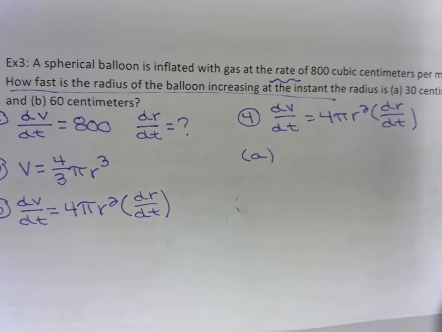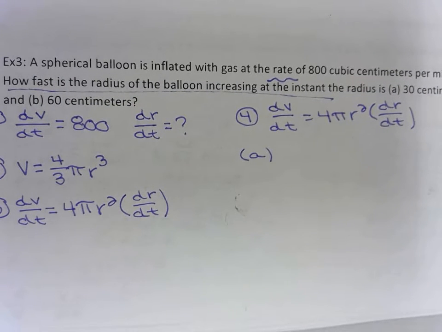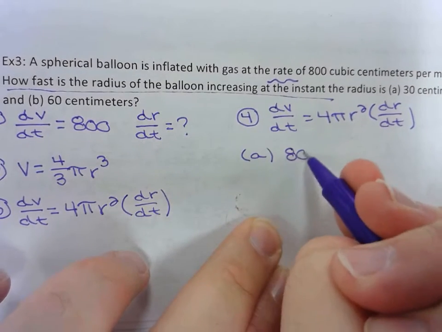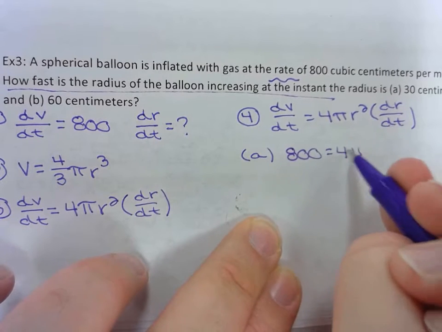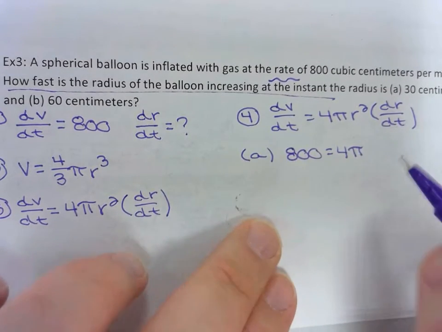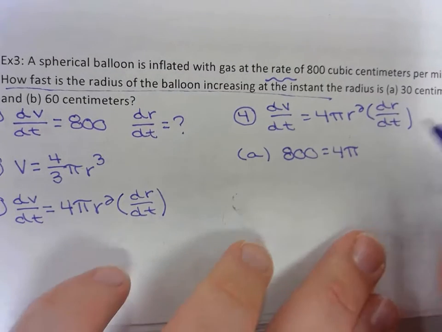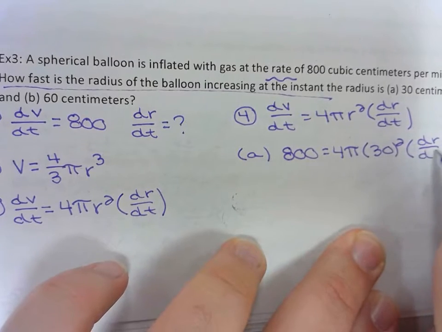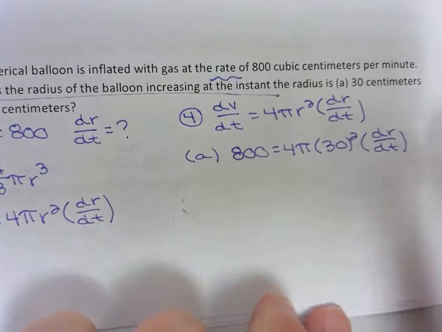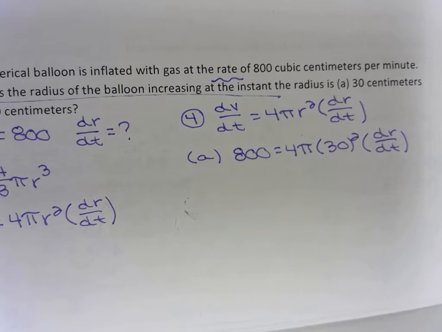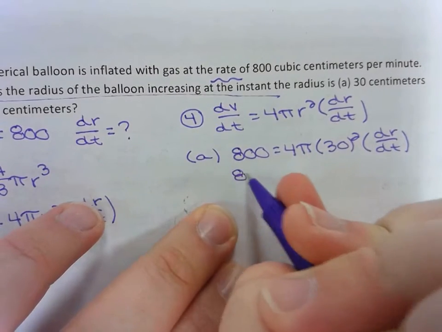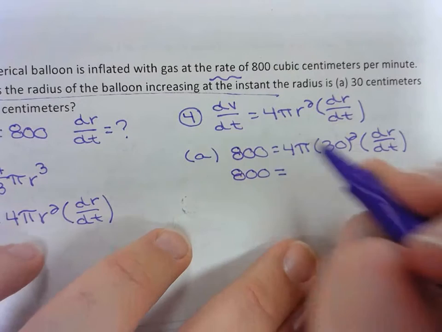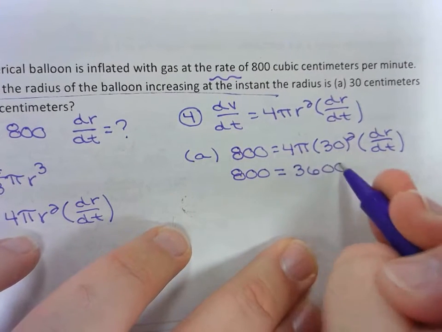Part 1, as I look at this, look at what they give me. They give me dV dt is 800. I want to know dr dt, so they should give me enough information to just have dr dt left. Radius is, for the first part, 30, so I plug 30 in. And I want to know dr dt. So let's go ahead and solve this. A little more complicated than the one we just did. Very doable still. So this is going to be 800 equals 30 squared is 900 times 4 is 3600 pi.